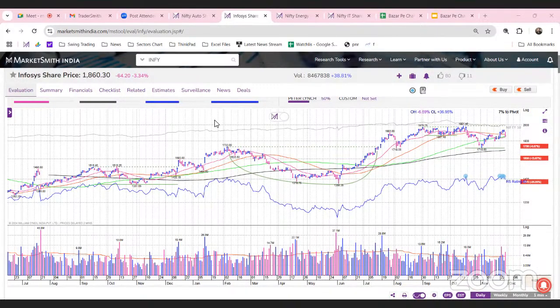Suppose it holds and bounces back, then we can say that maybe there is a trend reversal again from a short-term perspective. At least from a short-term perspective, this 50 DMA, that is 1850, is a key level to watch in Infosys. Next is Jaggle.